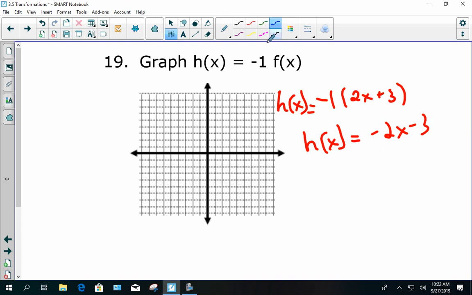So at first you had 1, 2, 3, up 2 over 1, up 2 over 1. That, my friends, was f of x, okay? Now you multiplied it and you got h of x: 1, 2, 3, down 2 over 1, down 2 over 1. Now that is h of x. I'm telling you, you have to label this stuff.